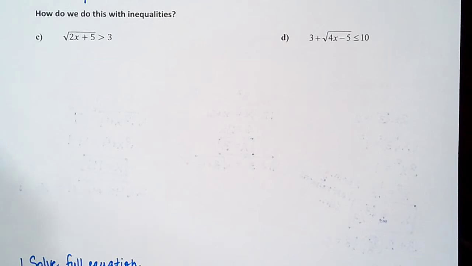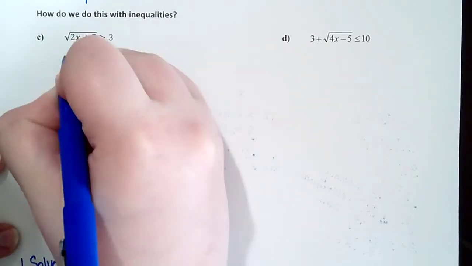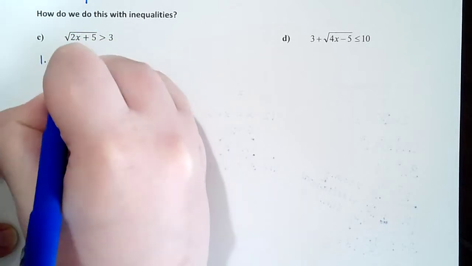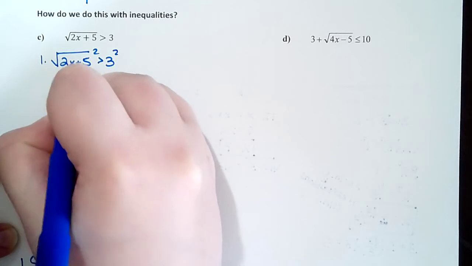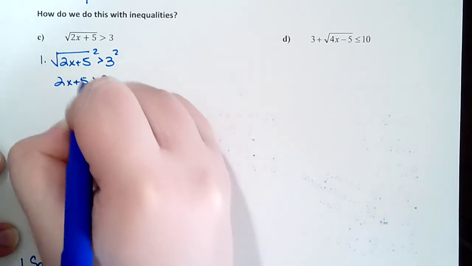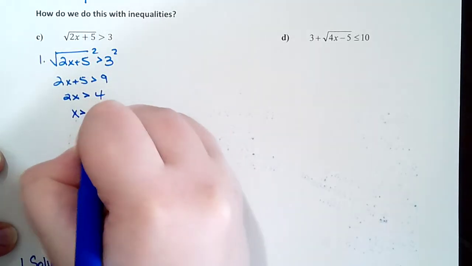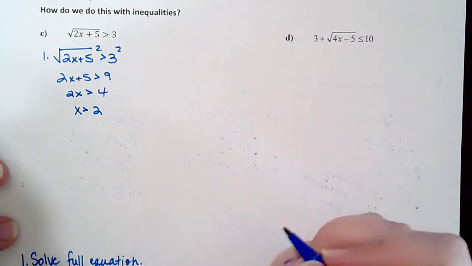Here is my problem. The square root of 2x plus 5 is greater than 3. Sorry if there's a little extra noise in the background there. According to the steps I just gave you, let's solve the full equation as if it was normal. We're going to square both sides right away. This gives us 2x plus 5 greater than 9. Move the 5 over, we get 2x greater than 4, x greater than 2. There's our first step. Solve it as if it's a normal equation.